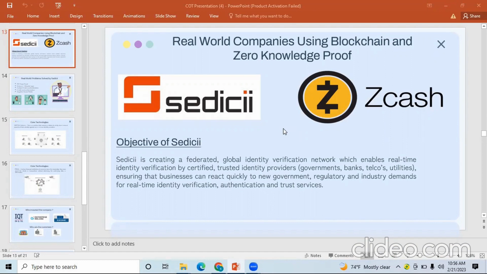Hi, I am Sudarshan. I am going to explain about real-world companies using blockchain and zero knowledge proof. CDC is developing a federated global identity verification network that enables certified, trusted identity providers such as governments, banks, telecommunication companies, and utilities to provide identification in real time, enabling businesses to respond swiftly to new government, regulatory, and industry requirements.